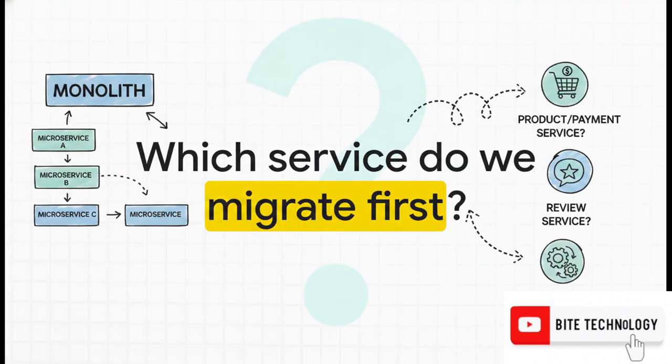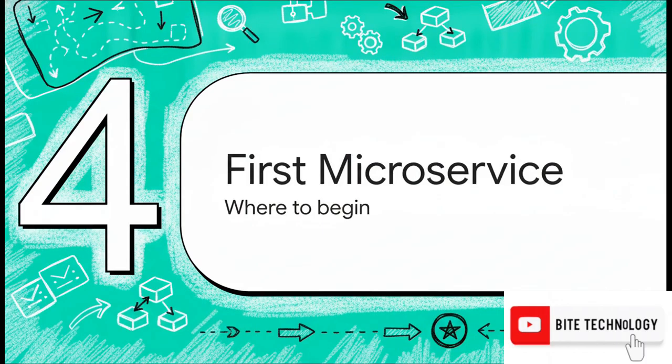Okay, so if we're not stopping everything to migrate all at once, we have to do it piece by piece alongside our normal development. But that leaves us with a massive question. Out of the dozens and dozens of modules in your giant application, which service do you actually migrate first? I mean, is it the product service, the review service, the payment service? Where exactly is the right place to start? Let's figure that out in Section 4, picking your first microservice.